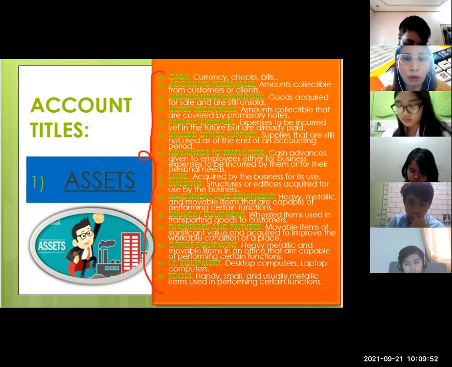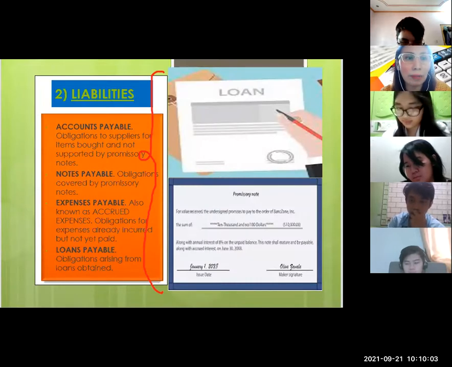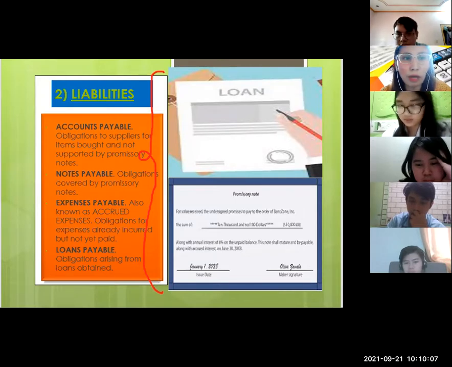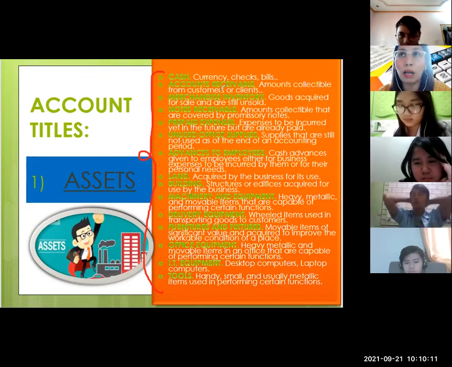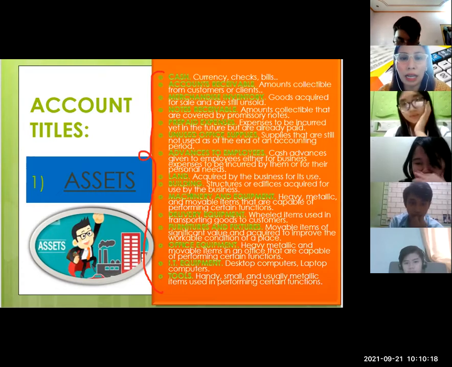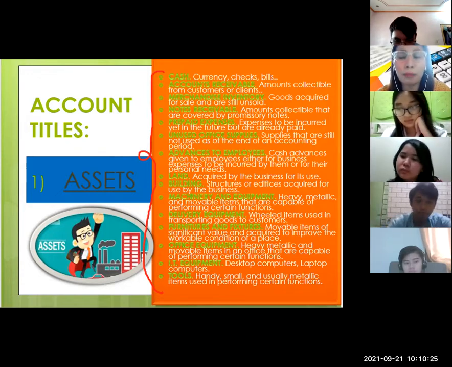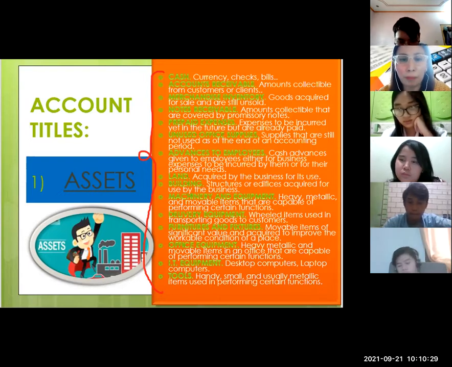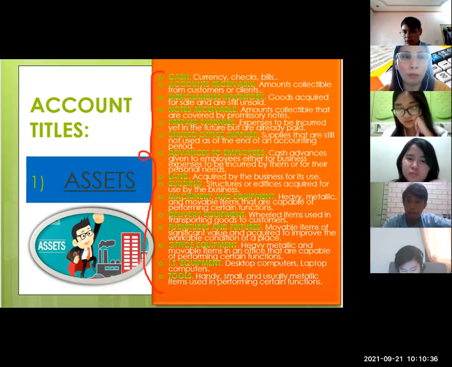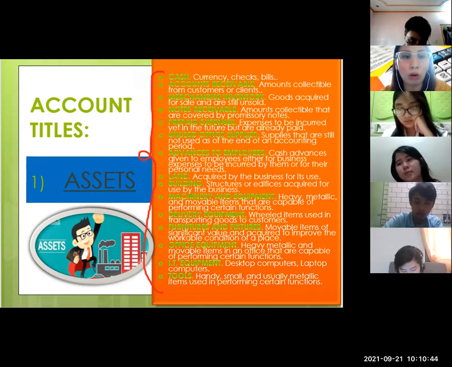And so with, of course, the titles with the other accounts. Liabilities. So if you are to select ano yung mga accounting titles under assets, yung code dyan is that all of the resources, lahat ng nagagamit at pagmamayari ng business are all assets. Okay? Lahat ng items, lahat ng may value.